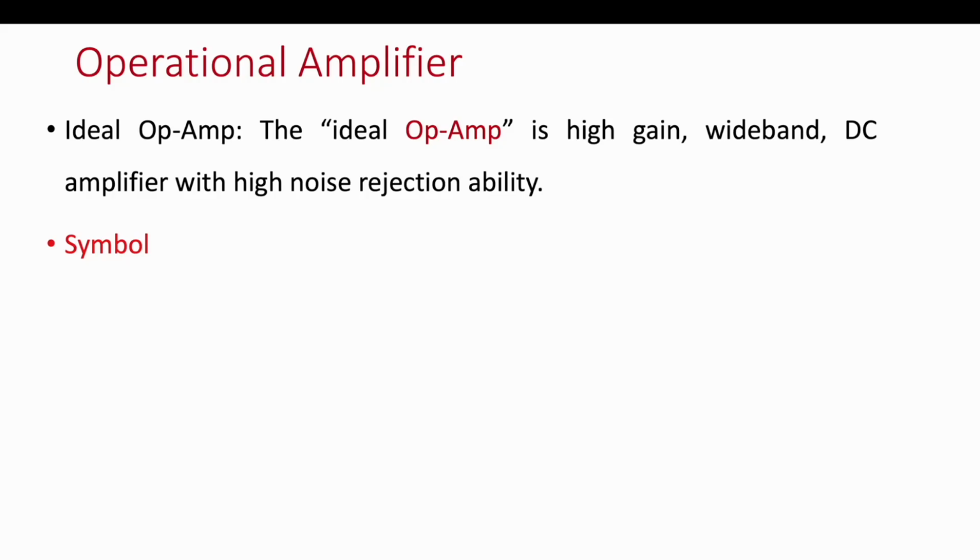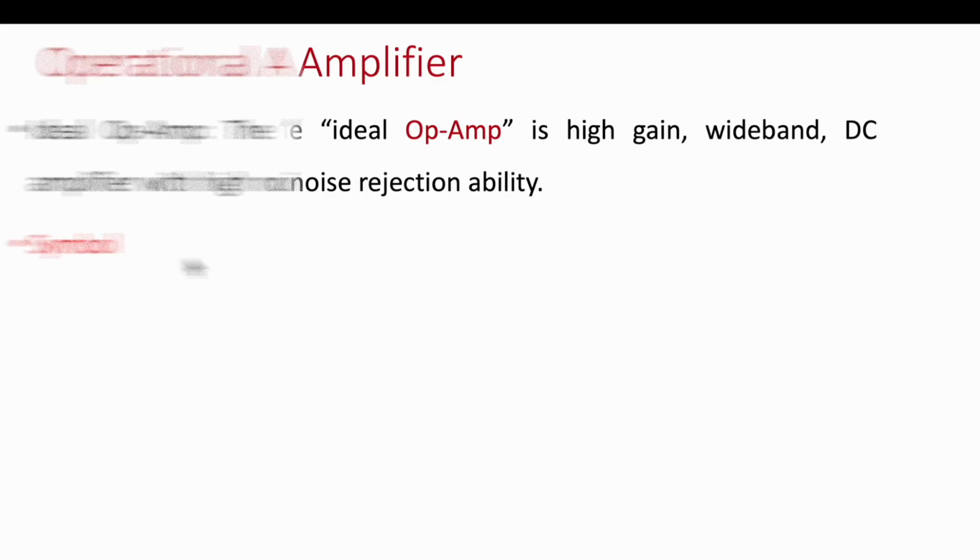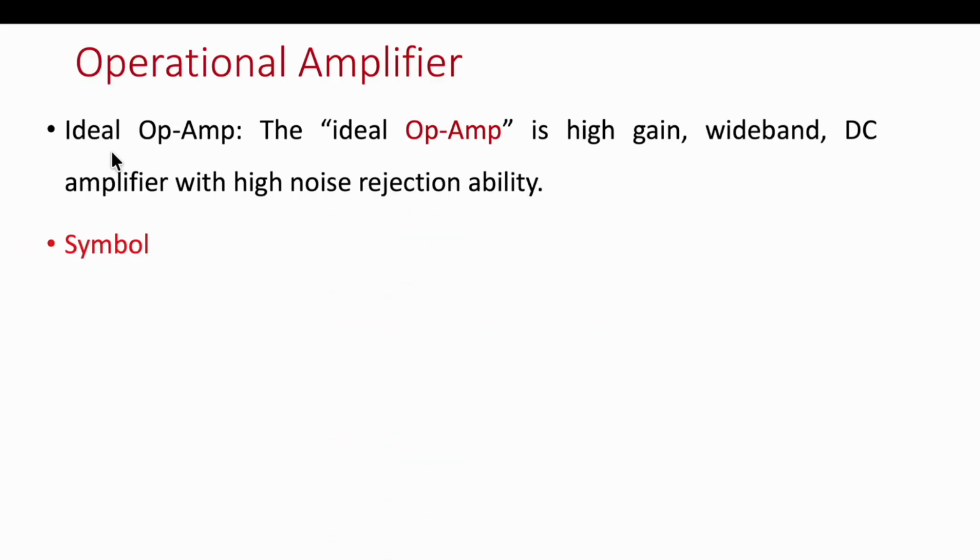In this video, we will discuss the basic introduction of the operational amplifier. If we see that the operational amplifier is an ideal operational amplifier, then we need to know that the ideal operational amplifier is a high gain, wideband, DC amplifier with high noise rejection ability.